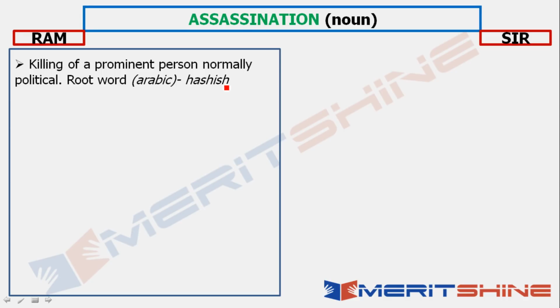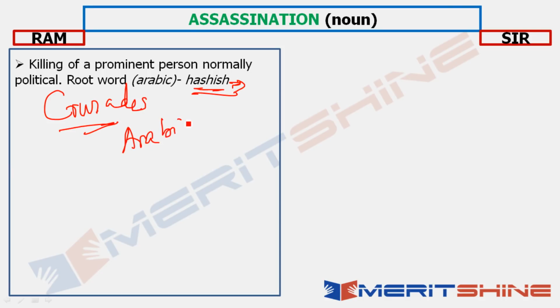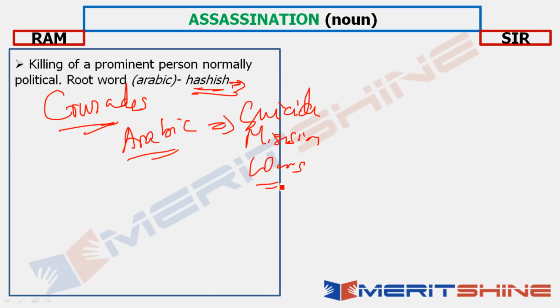You know where it came from? It came from hashish. See, hashish is a drug which is made from cannabis, right? And it has a hallucination effect. During the Crusades, the Arabic rulers used to give hashish to their soldiers and send them to suicide missions, to wars. Under the influence of hashish, they would not have any pain.